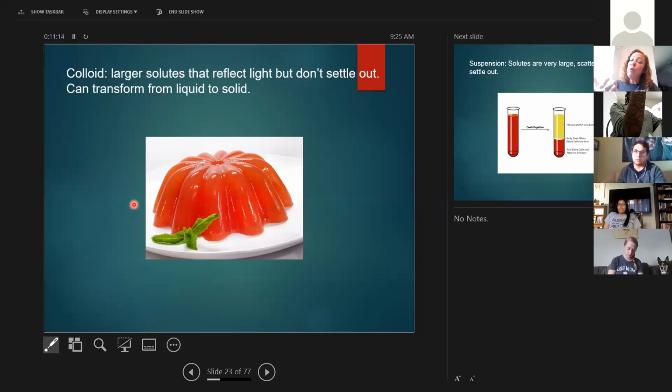And the other property is they can transform from liquid to solid. Jello is a perfect example of a colloid. So we mix the Jello into the water, solute, solvent. The particles don't settle out. They are larger though. And when we put it in the fridge, it transforms from liquid to solid. And then when I take it to the picnic and leave it in the sun, it transforms back from solid to liquid. Why is this important?